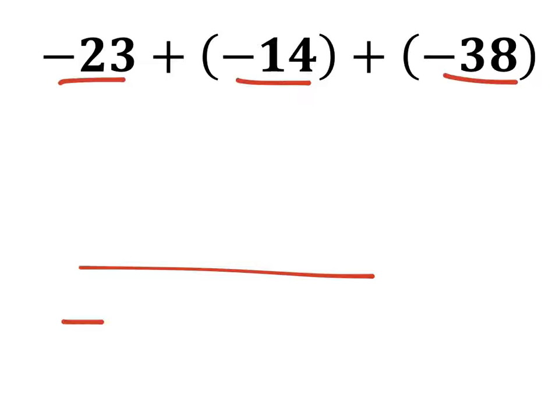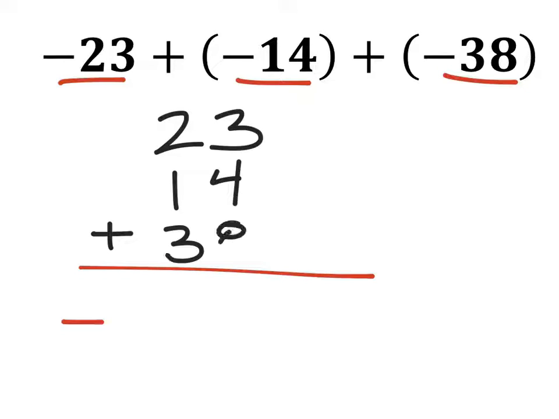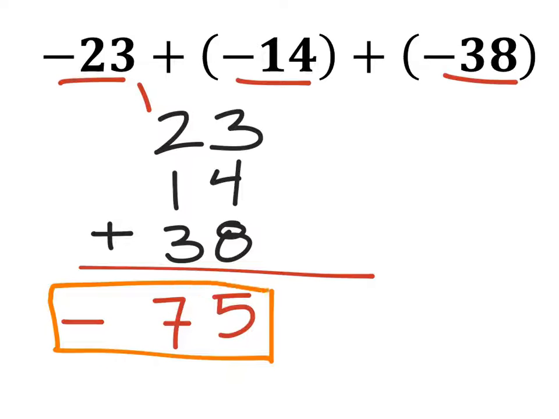Now, by doing that, I know that it's going to be a bigger negative value as we continue to add more negatives. So I'm just simply going to add all 3 of these together, 23, 14, and 38, just like I would a regular problem, knowing that my final answer is going to be negative. So what do we get out of this? 3 plus 4 plus 8, I get 15 on that one. Carry the 1, 1 plus 2 plus 1 plus 3, 7. So the answer to this, after adding all of them together, is not 75, it's negative 75.